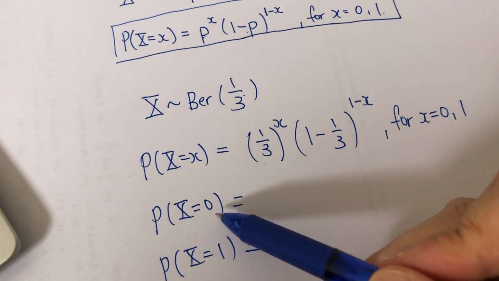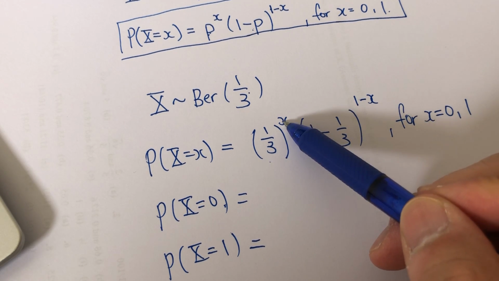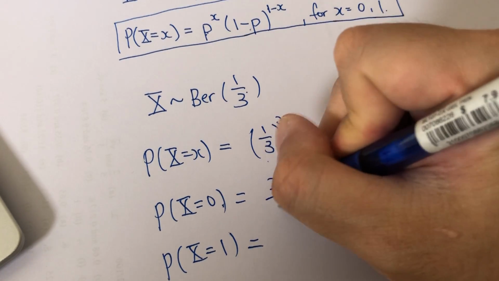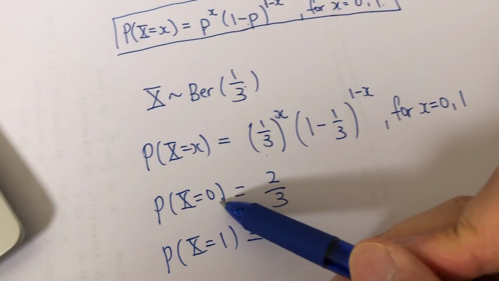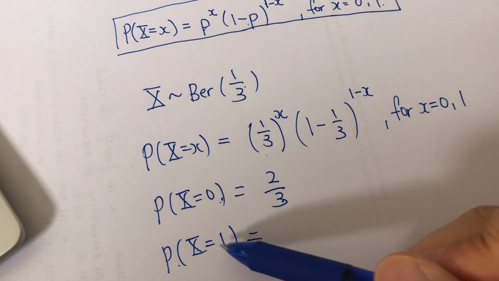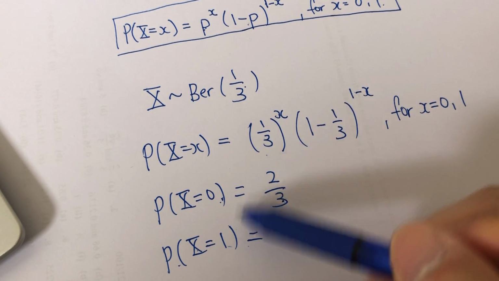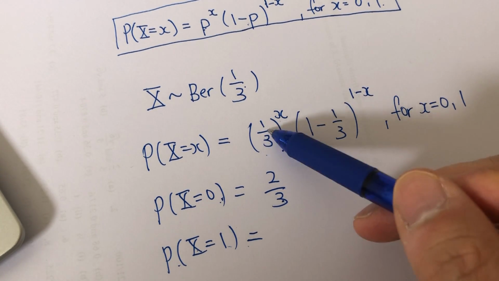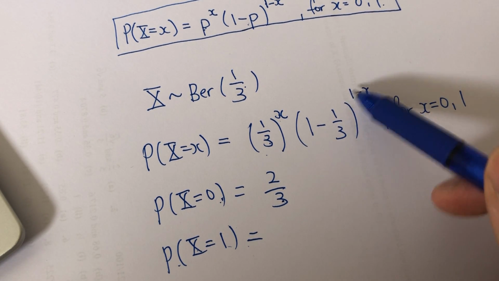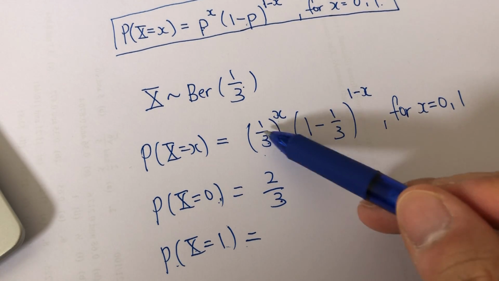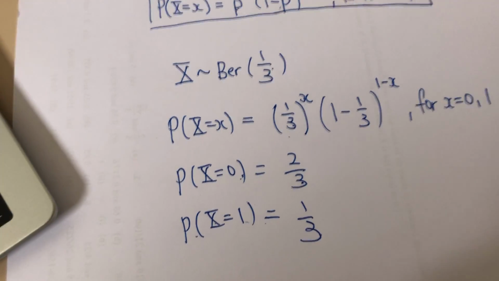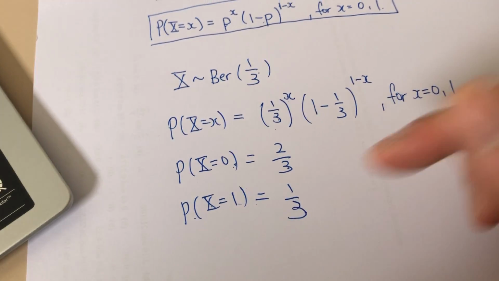So when x is 0, anything to the power of 0 becomes 1. 1 minus 1 over 3 is 2 over 3. That means the probability of getting a tail is 2 over 3. And what about the probability when x is 1, meaning getting a head? x is 1, so 1 over 3 to the power of 1, which is 1 over 3, times 1 minus 1 over 3 to the power of 1 minus 1, which is 0. Anything to the power of 0 becomes 1. Therefore, the result is 1 over 3. So by using the formula, you can find all the probability.